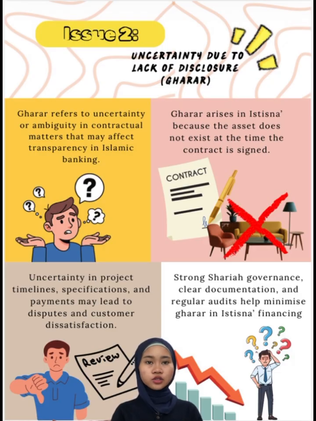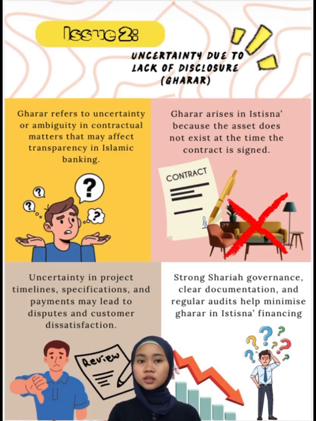The second Sharia issue is uncertainty, or gharar. Gharar refers to uncertainty, ambiguity, or lack of clarity in contractual matters. In istisna, the asset does not yet exist when the contract is signed. Therefore, the customer must rely on the information provided by the bank regarding specifications, progress, and delivery.